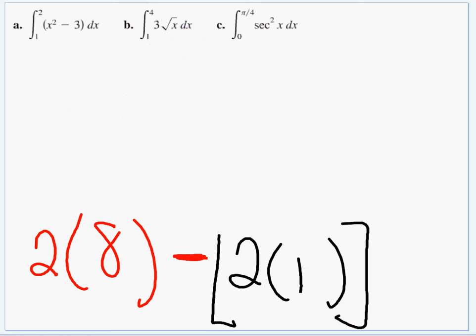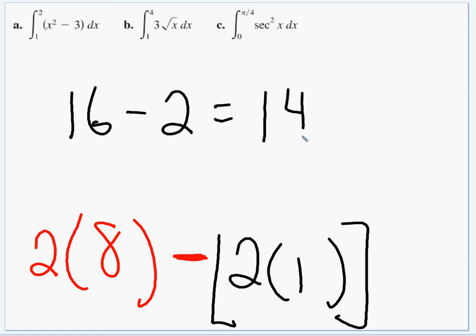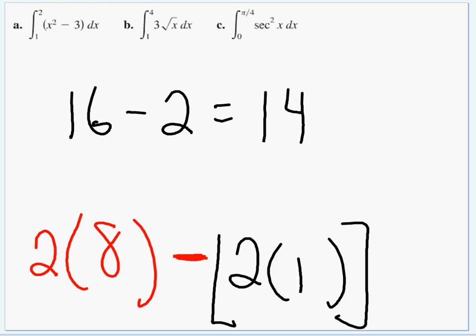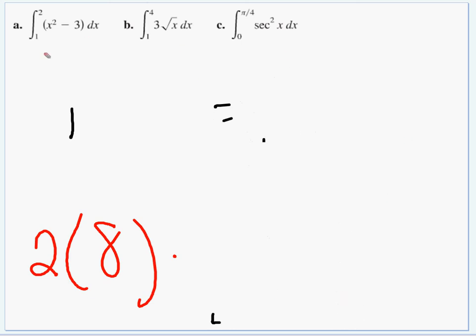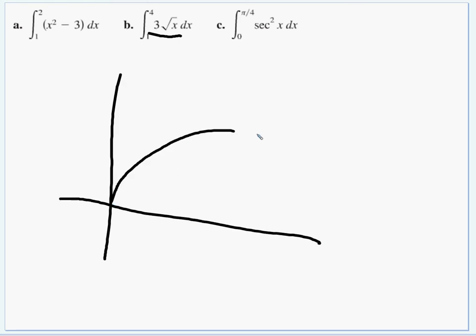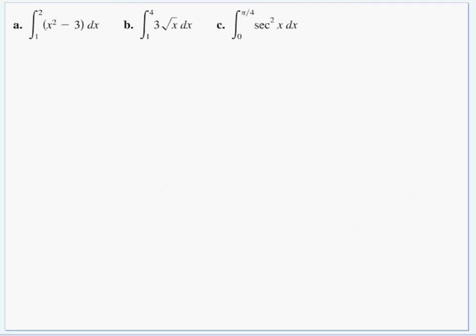So what do we got here? 2 times 8 is 16, minus 2, last I checked, that's 14. And there we go. Our definite integral from 1 to 4 of 3 times the root of x. Now that I think about it, we could consider this area, because the function that we were evaluating, 3 times the root of x, would stay up here in the first quadrant. And we went from 1 to 4. So we could look at that answer as area under a curve.